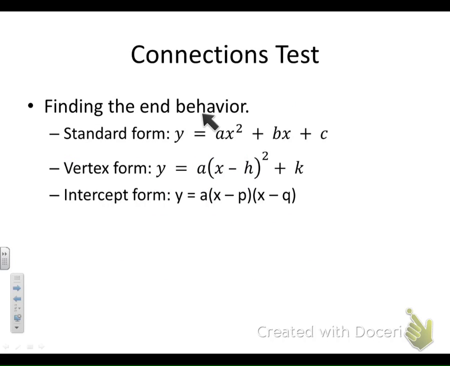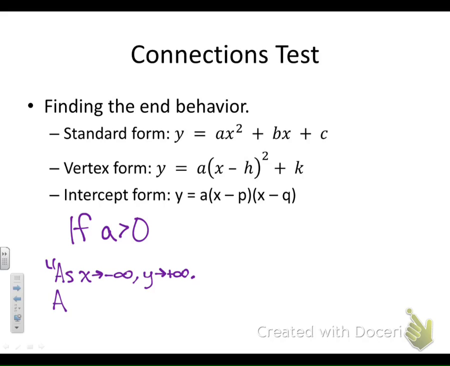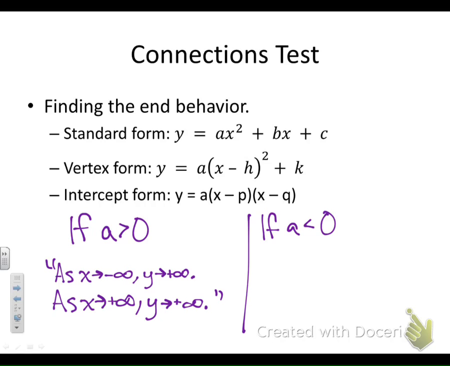Let's talk about this for a moment. End behavior is the last topic, and it all depends on what that leading coefficient is. If A is positive, as x goes left, or as x approaches negative infinity, the outputs, or y's, are approaching positive infinity, up and up. We also have to look at the right side. As x goes to the right, or positive infinity, y is also still going up, positive infinity.